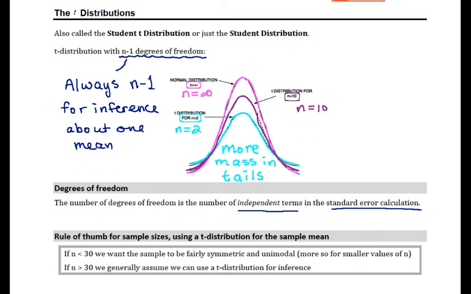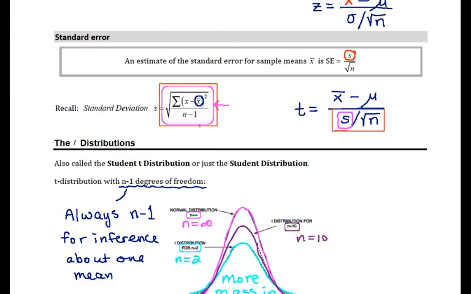So the behavior of the distributions is very similar. The way we recognize an appropriate shape is about the same, but we need to know to use a t-distribution with the correct degrees of freedom rather than using a normal distribution when we're doing inference about one mean, provided that our standard error estimate did come from this formula.